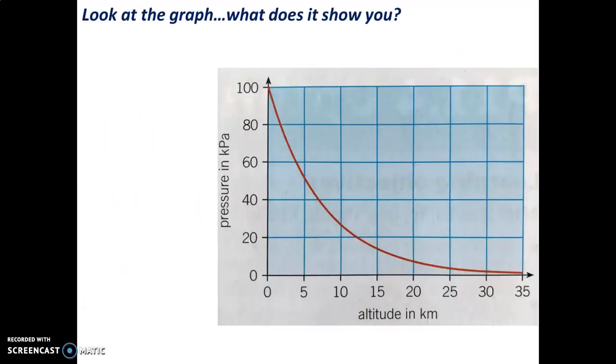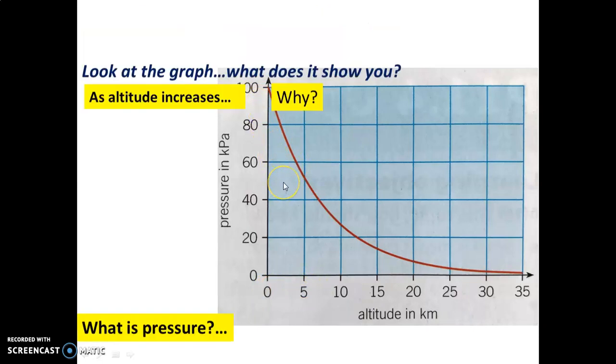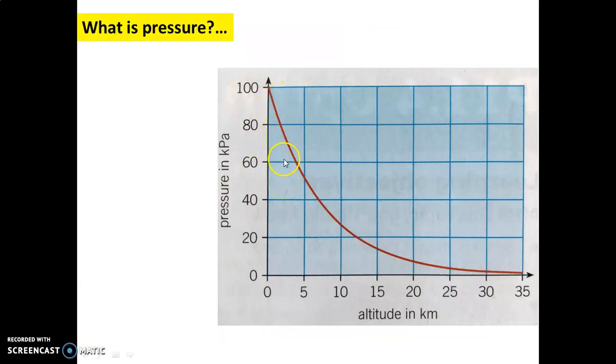Well, let's think about this graph then. Here it is again. Let's look at the graph. What does it actually show you? As you go along the x-axis, what does it actually show you? As altitude increases from, let's just say from 0 to 5 kilometers, look at what's happening to the pressure in the atmosphere. As altitude increases, the atmospheric pressure decreases.